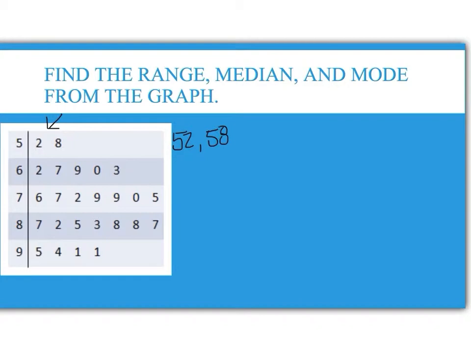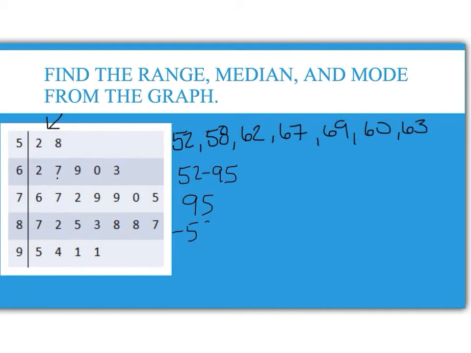Then this line gives me a few more. I have 62, 67, 69, 60, and 63. Then I would have 76, 77, 72, 79, 79, 70, and 75. So we need to figure out the range. Well, remember the range is the smallest number to the largest number. So the range would be from 52 to 95. So I'd go 95 minus 52, and that gives me 43 as the range.